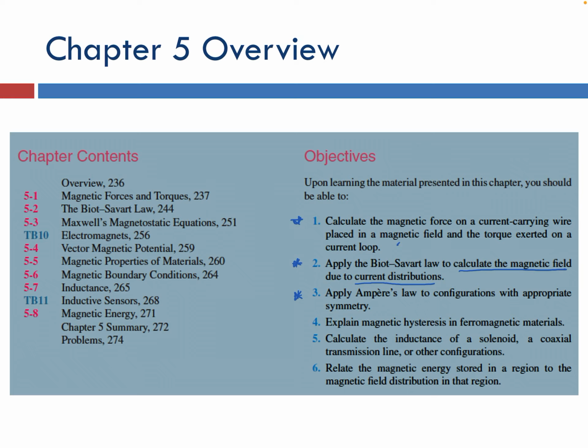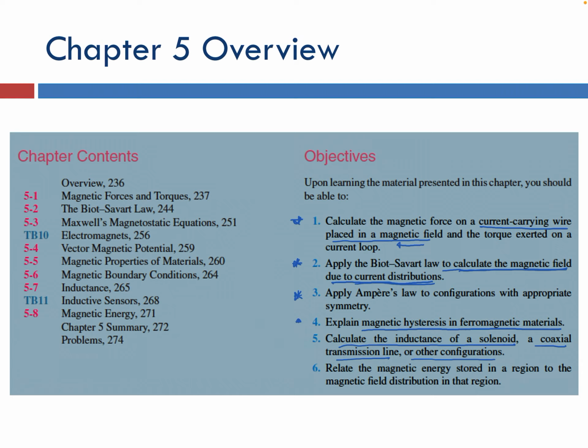So the first part will look at forces due to existing fields in space on current carrying conductors, and then the second part will see how to calculate the magnetic fields due to the current distributions. We'll look a little bit also into magnetic properties of materials, and specifically magnetic hysteresis in ferromagnetics, and we'll see how to calculate the inductance of simple structures like a solenoid, coaxial transmission line, or other symmetric type geometries.